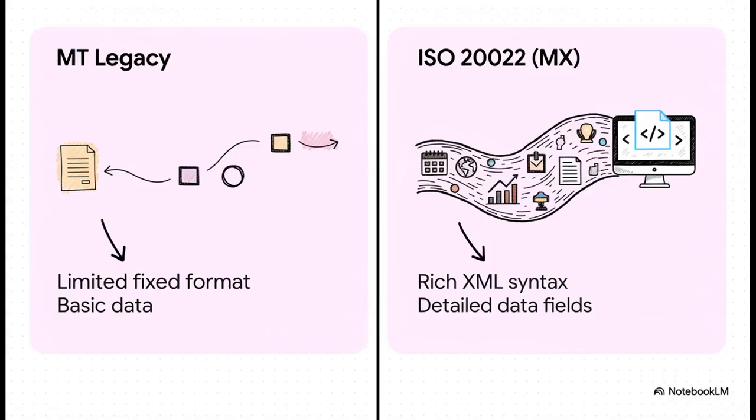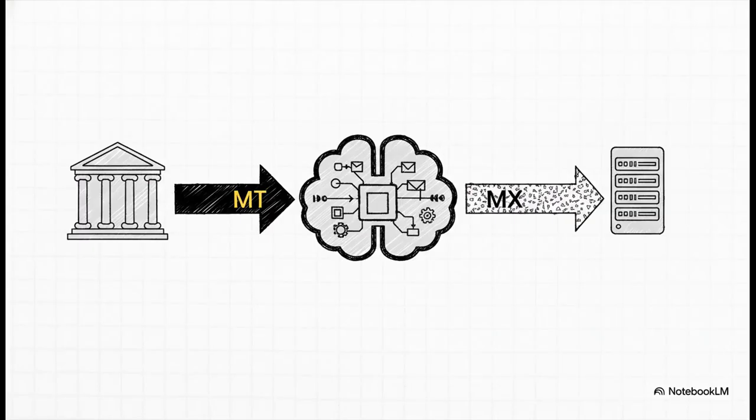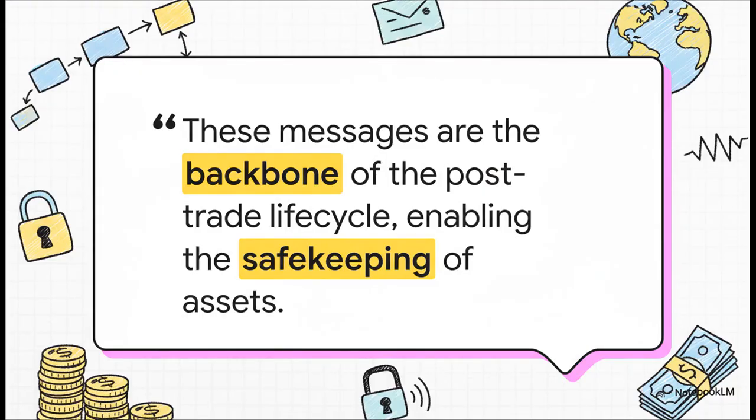Now, this creates a really fascinating challenge. For the next few years, all of these modern financial systems have to be bilingual. They've got to speak the old MT language to talk to older markets, while also being fluent in the new MX language for the modern ones. It's a huge technical lift for the entire industry. At the end of the day, whether it's the old MT or the new MX, this hidden language is the absolute backbone of finance. It's what provides the structure, the reliability, and the trust for the entire global market. It makes sure your assets are tracked and moved correctly across this incredibly complex web of institutions.